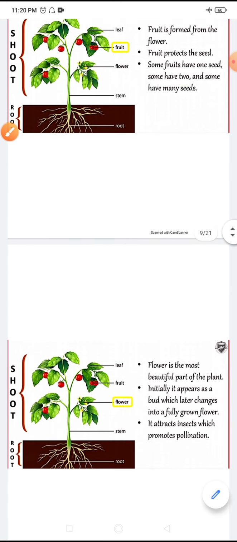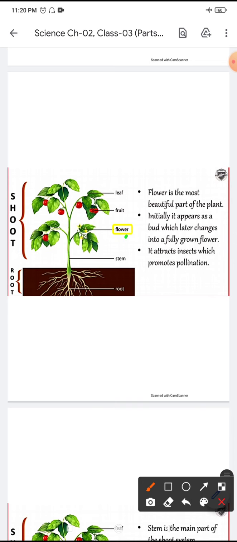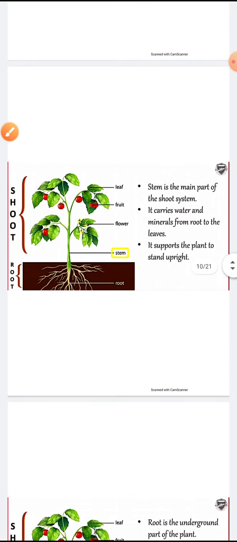Okay, now the next function, flower. Now see flower. What is the function of flower? Flower is the most beautiful part of the plant. Initially it appears as a bud which later changes into a fully grown flower, and it attracts insects which promote pollination, that you will read in the further classes.